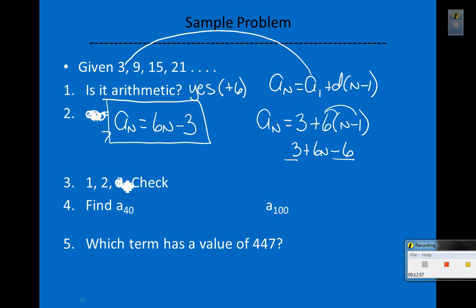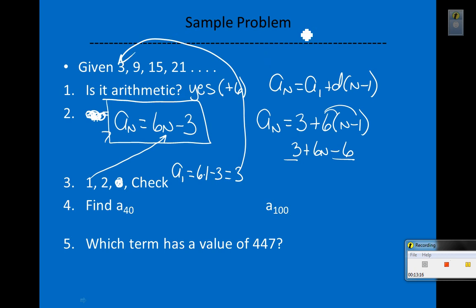Here's what I mean. Let's find a sub 1 by plugging in 1. 6 times 1 is 6. Minus 3, I'm going to get 3. Notice that's my first term right there. Now let me plug in a 2. If I plug a 2 right here, 6 times 2 is 12. 12 minus 3 is 9. I know this is the right formula. So now I'm going to move on.